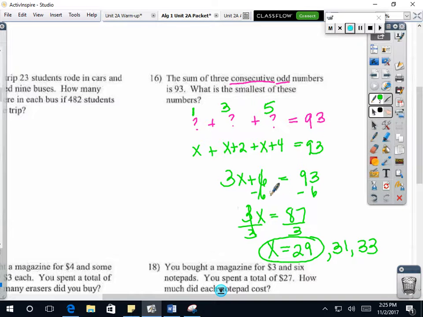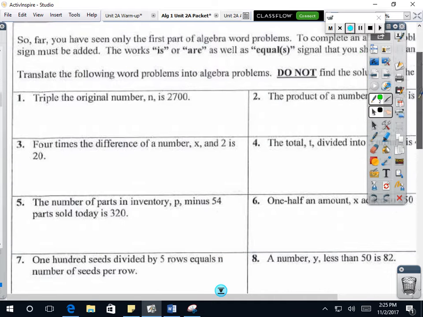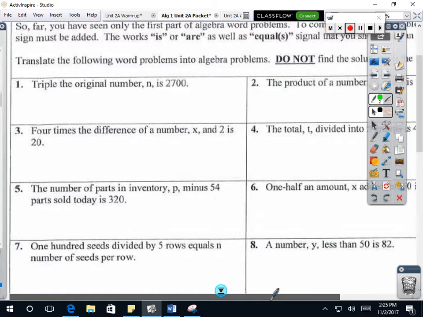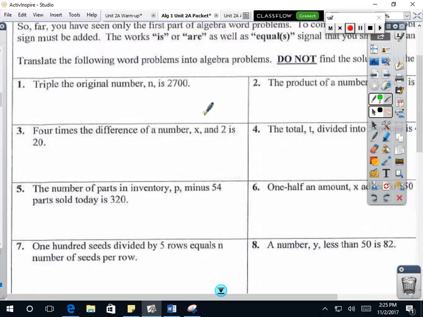Okay, any other questions off of this assignment? Okay, let's go on to today's then. Next page. Okay, we're going to translate the following word problems into algebra problems. Do not find the solutions to the problems. So all we're going to do is write the equation, but we're not going to solve it yet. There's not a lot of room, so I'm not sure. We might just talk out loud about how to solve them, but we might not write it down.